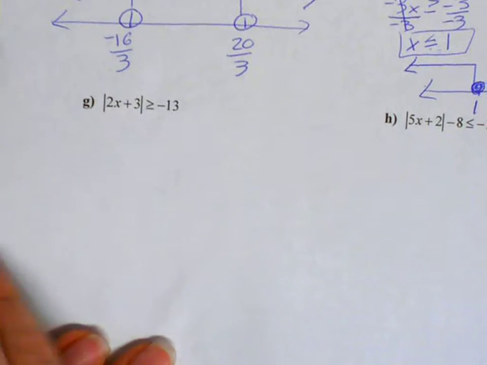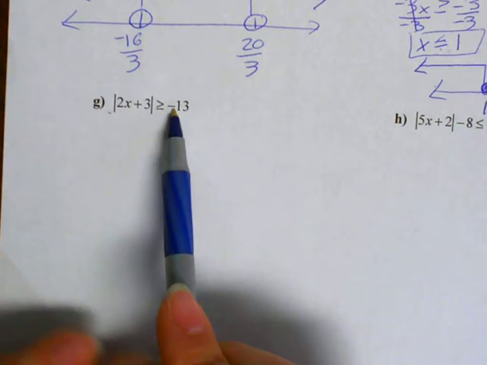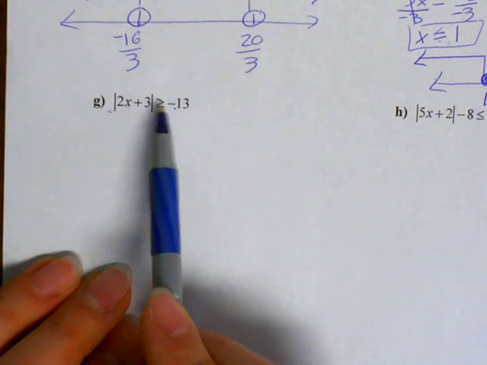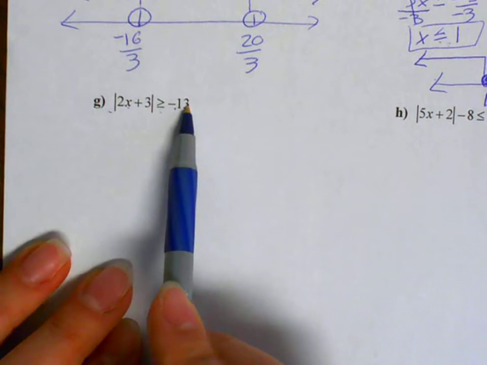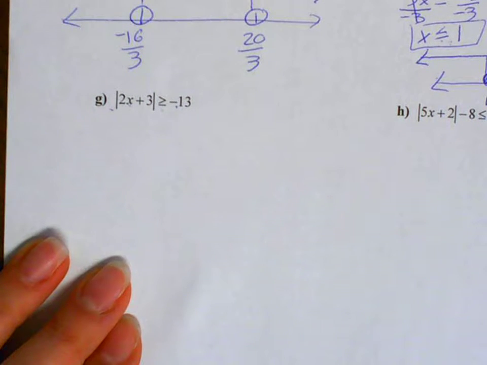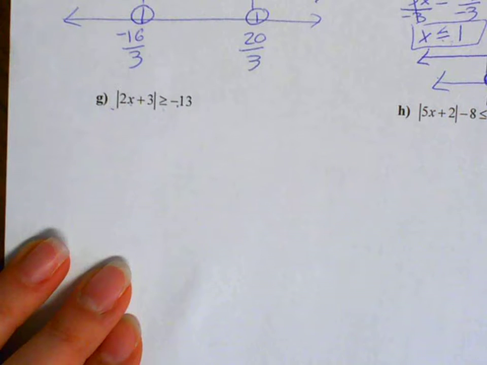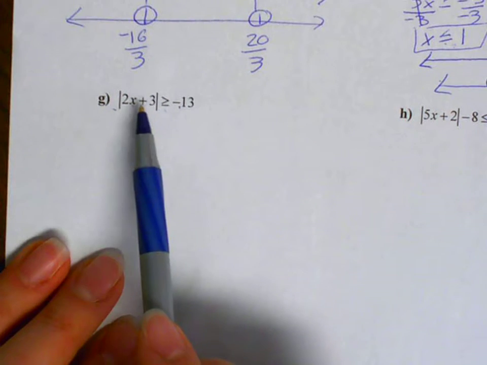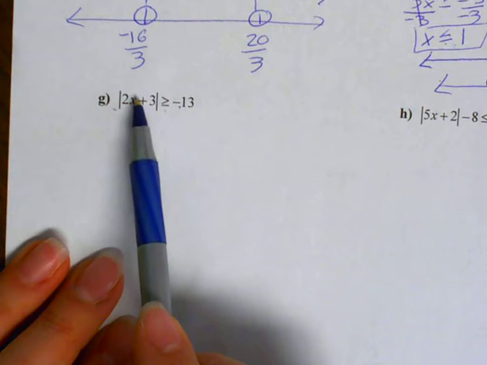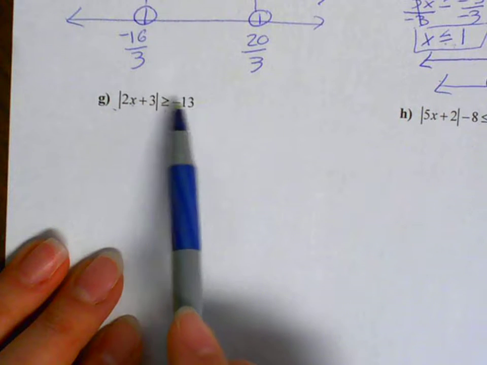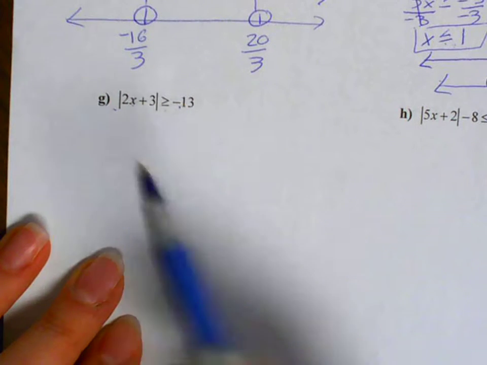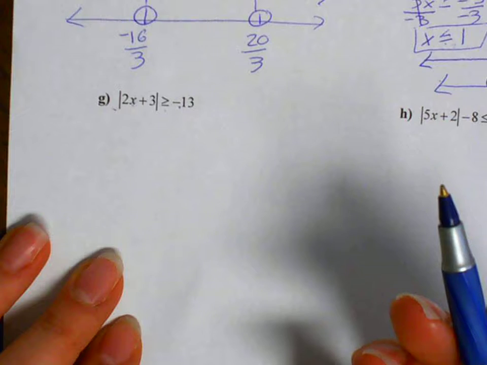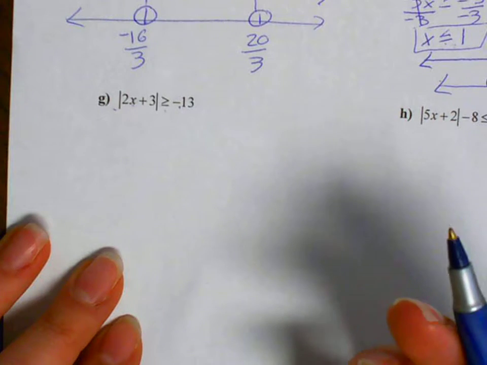All right, my last two are kind of special cases. If we look at this one, I have an absolute value greater than or equal to a negative number, except that we know absolute values are always going to be positive. So basically this is saying positive number greater than or equal to a negative. Well, positive numbers are always greater than negative numbers, always.